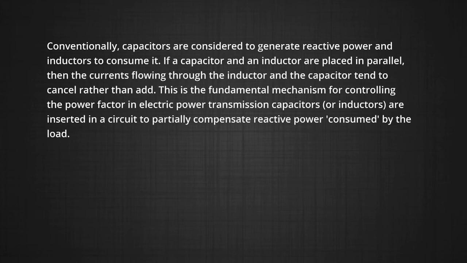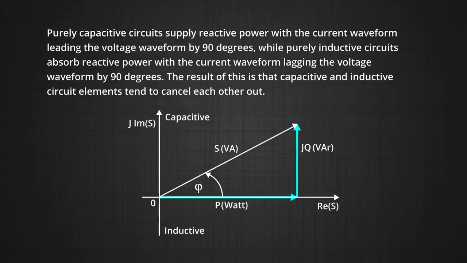So, we can say that capacitors or inductors are inserted in a circuit to partially compensate the reactive power consumed by the load. Purely capacitive circuits supply reactive power with the current waveform leading the voltage waveform by a phase of 90 degrees, whereas purely inductive circuits absorb reactive power with the current waveform lagging the voltage waveform by 90 degrees.